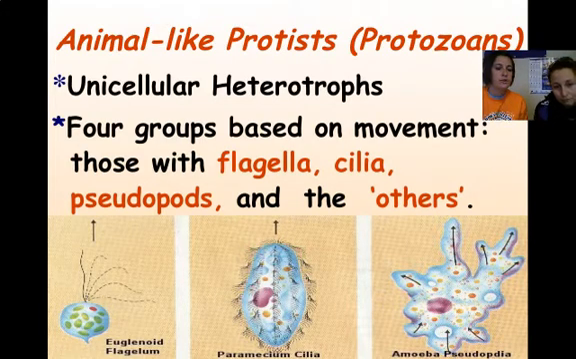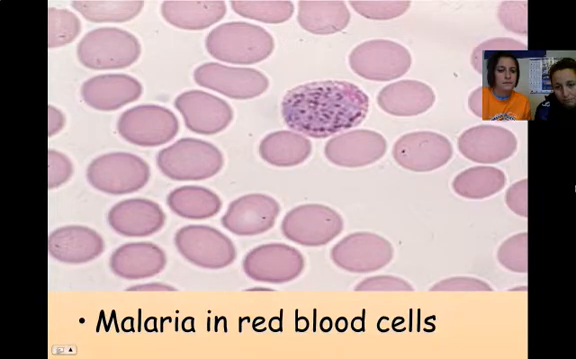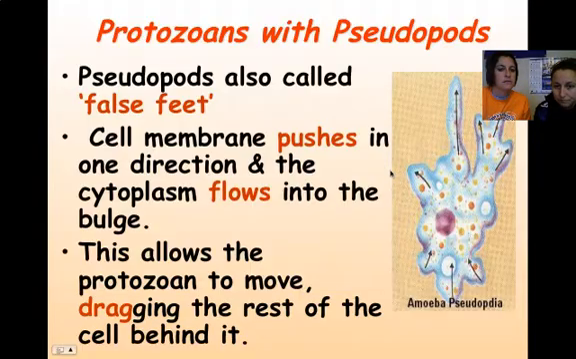There are four groups of these animal-like protists, and they're based on how they're able to move. So there's the flagella with the tail-like structures that you've seen before. They can also move by cilia, which is the hair-like structures on the outside of the organisms, or by pseudopods, which you can see these structures here that are extending out from the organism. The last category would be the other group that would move by something else besides these three. Malaria, you can see here, is found in red blood cells. Now, this is an example of an animal-like protist.